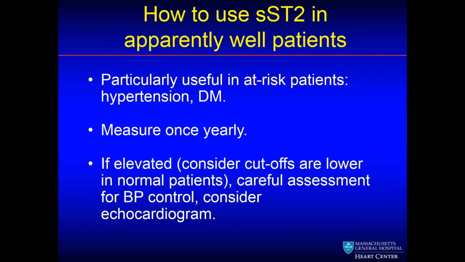And if elevated, and remember that in the Framingham, the median concentration was 20 nanograms per milliliter. So this is a lower cutoff than we use in patients with heart failure. But if above that value, we are much more careful with respect to our assessment. We seek whether the patient's blood pressure control is adequate. We make sure that their cardiac risk factors are well managed.